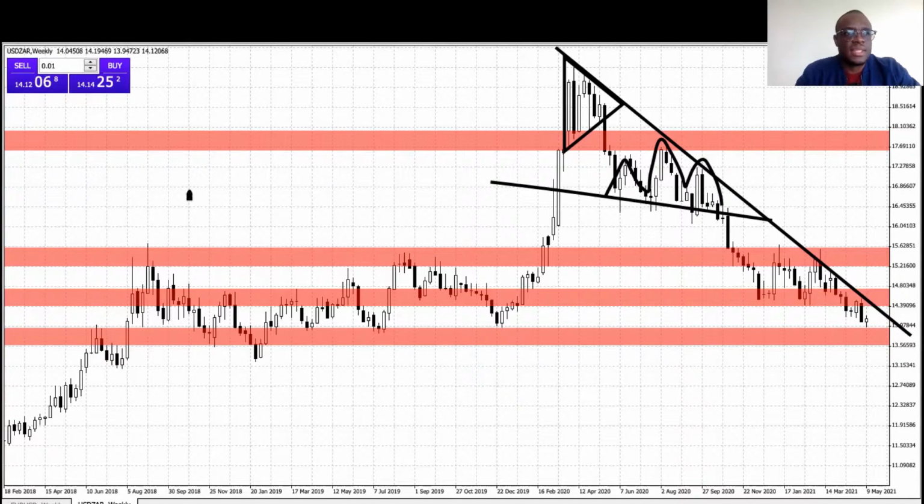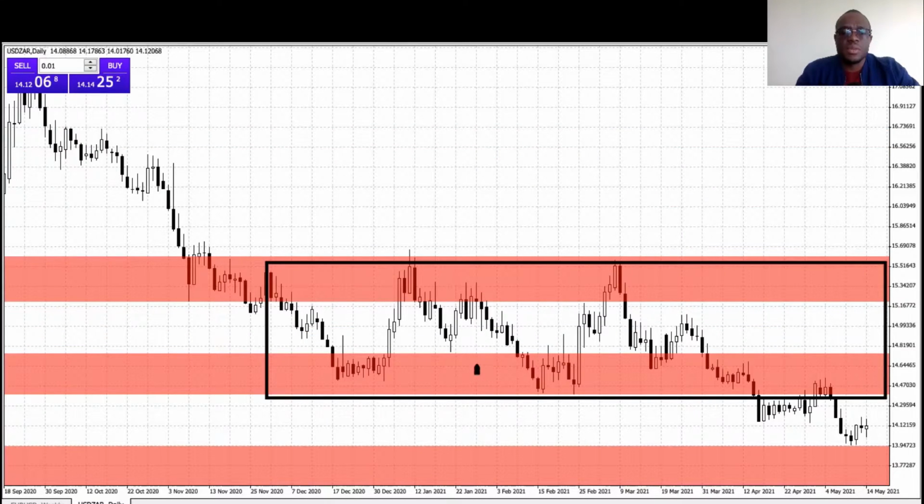Now we move on to the daily chart. On the daily chart, we can notice that the price, after consolidating for a number of days, managed to break the support zone of the consolidation zone, and then after breaking that, it retested it as a resistance zone and it held. And now we're expecting movement to the downside. So this is a breakout play, a bearish breakout play.